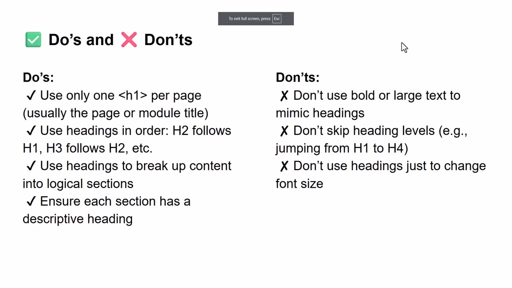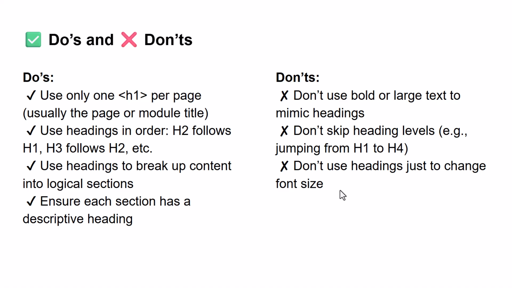Okay, so do's and don'ts, some things that we mentioned in the video, just to recap. Make sure that we only use one H1 per page. In Canvas, it's not difficult because it's going to be the module title, the page title, the assignment title. And then make sure that we always keep things in order. Don't skip headings. Don't go from 2 to 4. Make sure that we're always going in order.